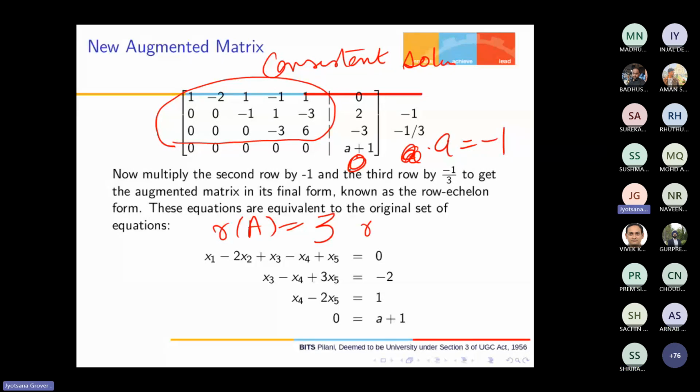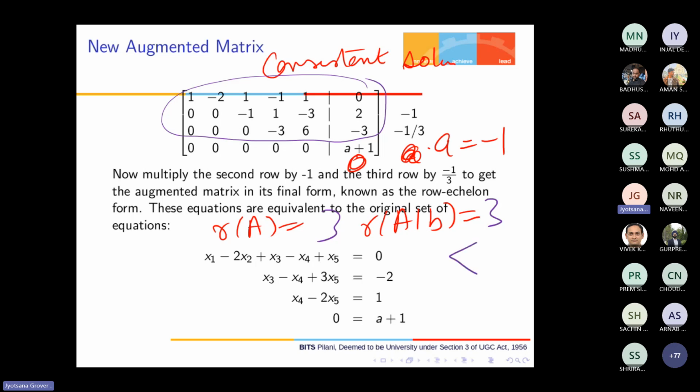What is the rank of the augmented matrix? The augmented matrix is this now, so it is 3. Both are equal, but less than the number of variables, which is 5. This is less than 5. Now what can you conclude? Infinite solutions. Great point.